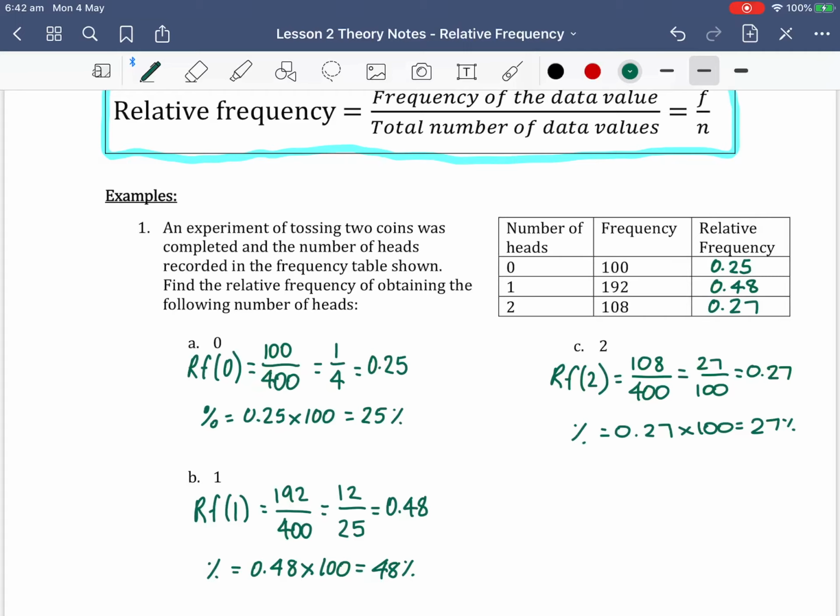Now, once we finish this, we should be able to add our relative frequencies all up together, just to double check that we get this correct, and it should equal 1. So when we add these all together, we get 1, and that means that you have correctly found the relative frequency of your outcomes.